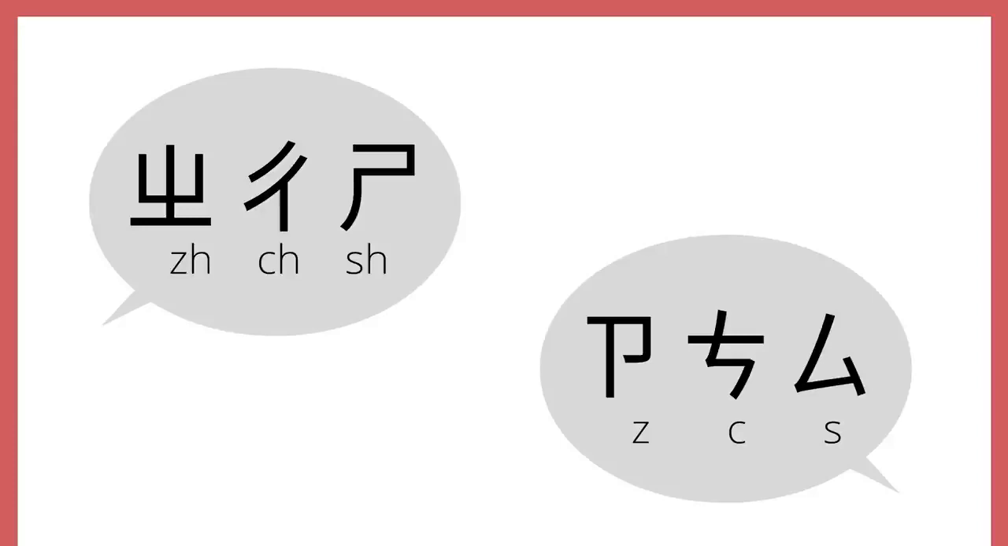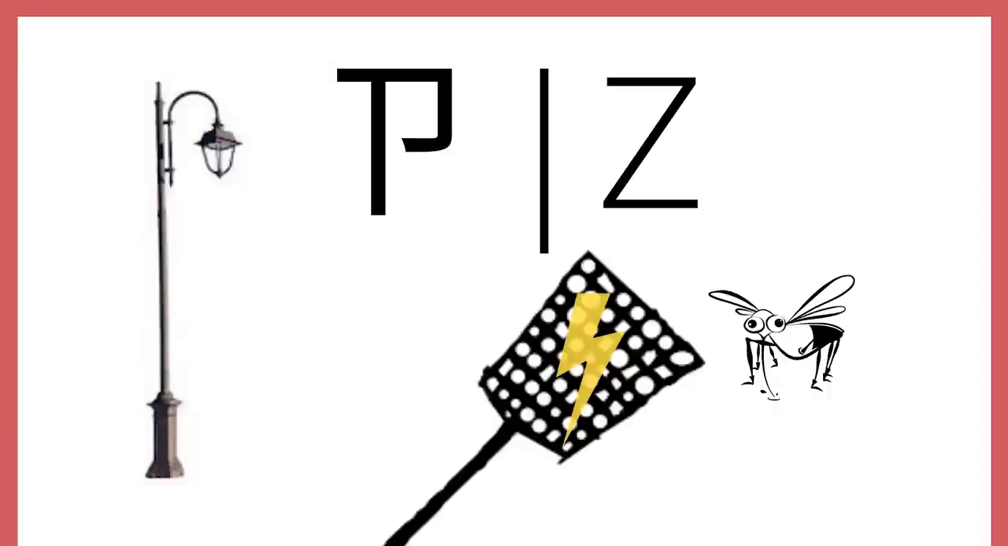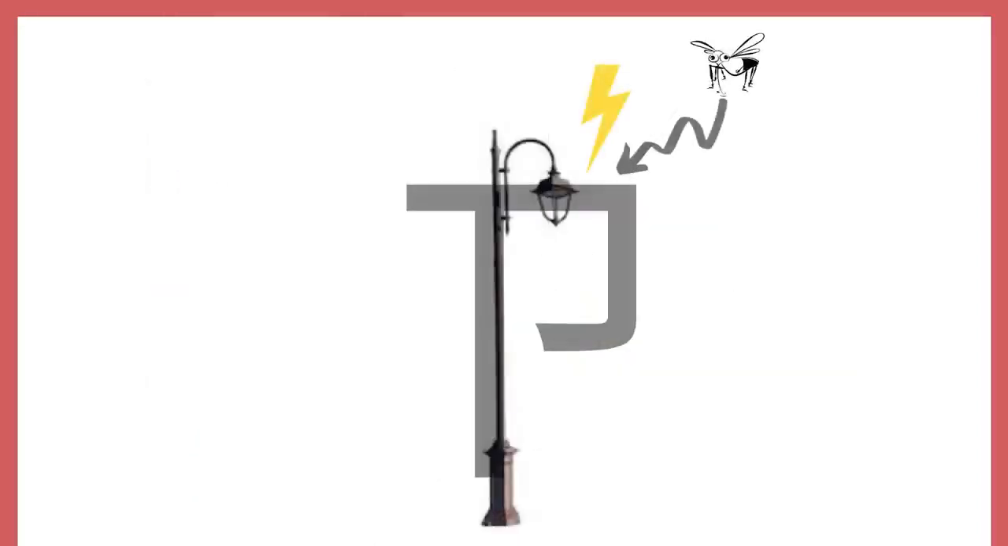Hear it? If not, don't worry. It'll take a little time at first. Okay. Zi is like when a mosquito gets too close to an electric fly swatter or a lamp and it goes zap. It's not just zzz, it's zzz, like with a D-ish sound at the beginning. Zi. The pinyin is Z, and the zhuyin looks a bit like a lamppost, don't you think?